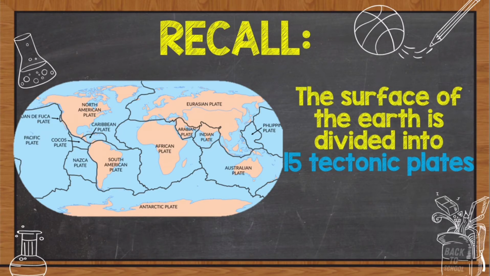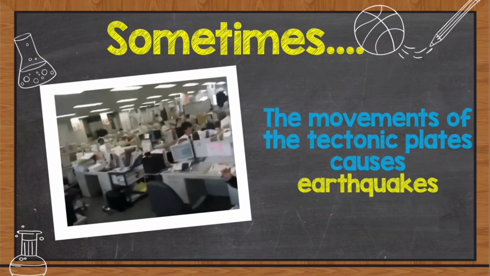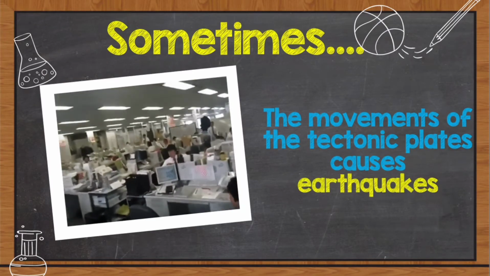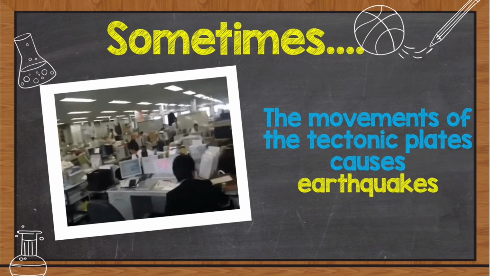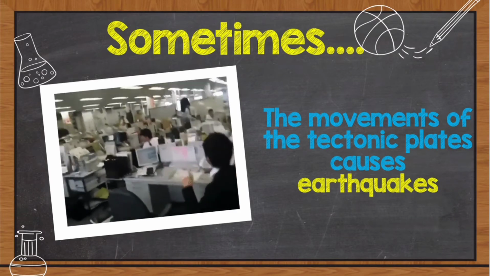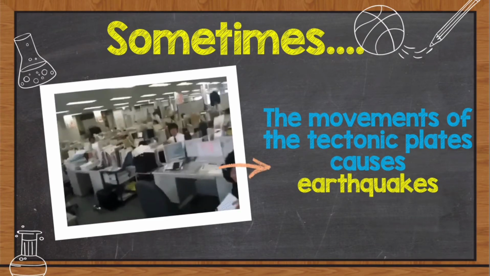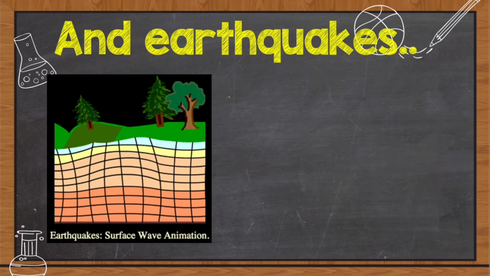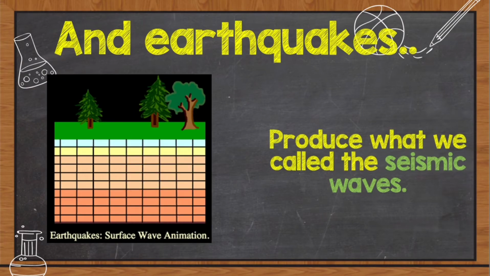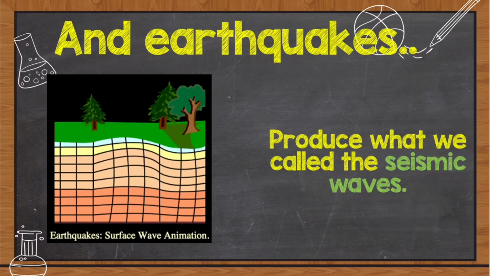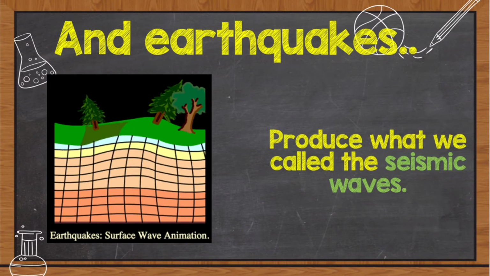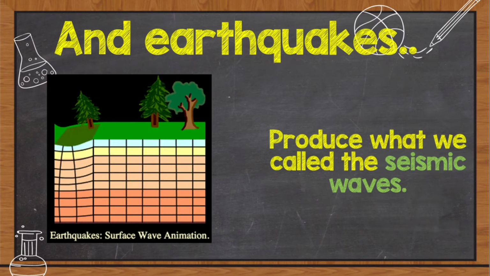Last time we discussed the lithosphere, and we said that the surface of the Earth is divided into 15 tectonic plates. Sometimes, the movement of the tectonic plates causes what we call earthquakes, and earthquakes produce what we call seismic waves.